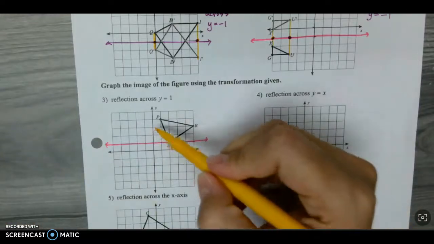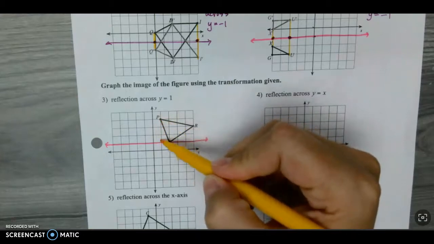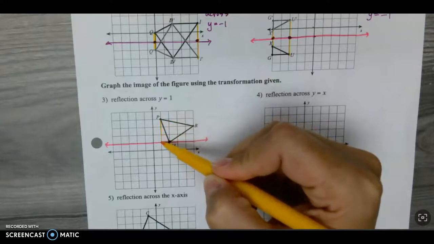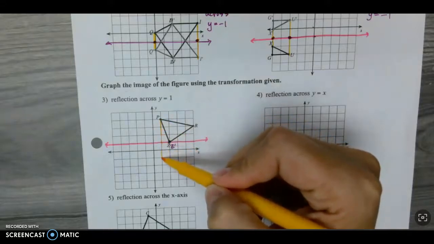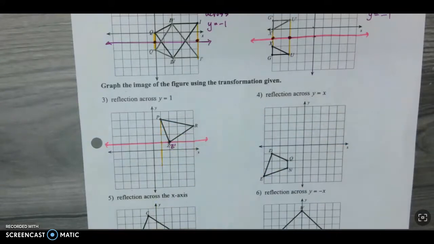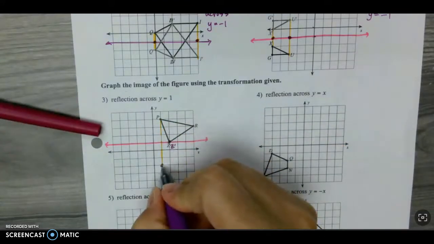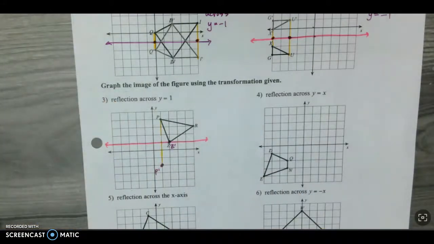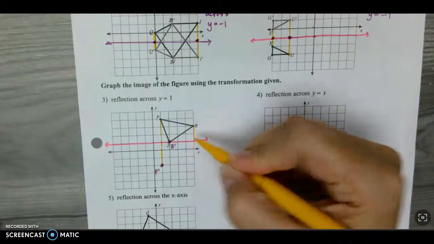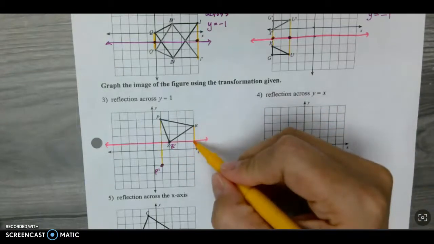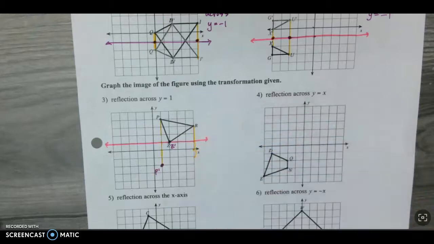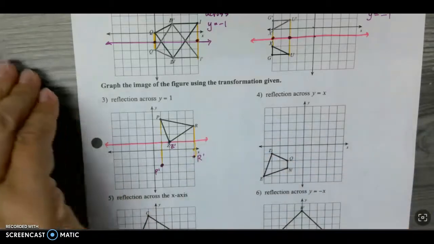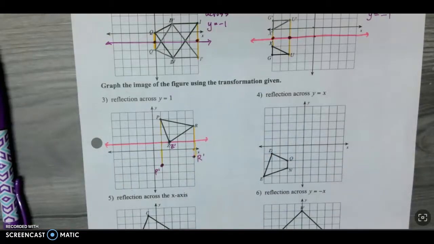Now p, again, we're going to count down perpendicular to that line. And I'm going to say, well, p is 1, 2, 3 above the line. So 3 below the line, 1, 2, 3, is where the image of p is. And we'll call that p prime. Right? Same thing with r. R is how many units above the line? It's 2 units. And so we go 2 below, and we find the image of r, or r prime. And so lastly, we want to draw the triangle.